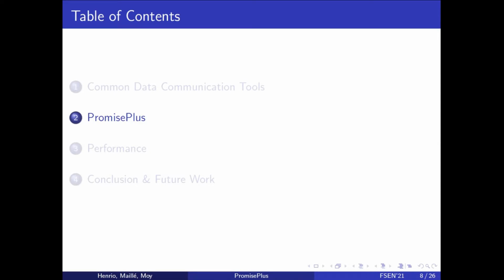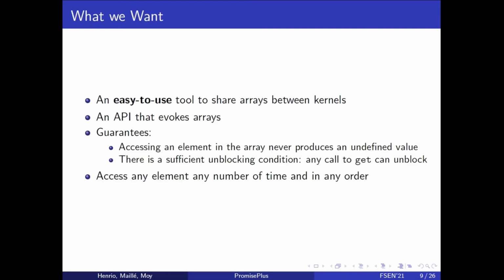What do we want? First of all, we want an easy-to-use tool to share arrays between kernels, because nobody wants to use something that is complex. We also want an API that evokes arrays, so we'll use indices in this API. We also want some guarantees. For example, accessing an element in the array never produces an undefined value.